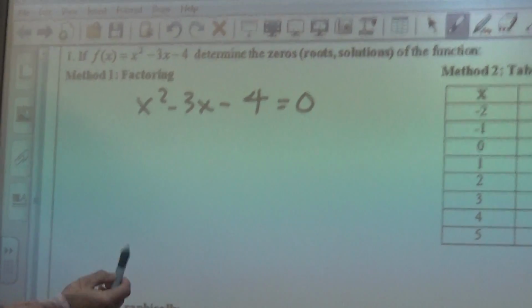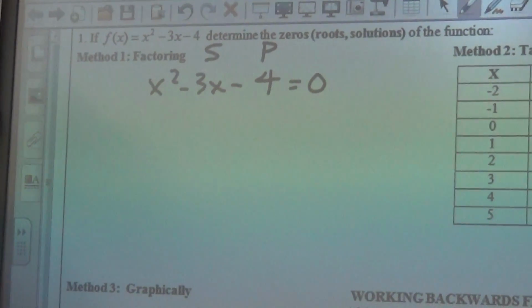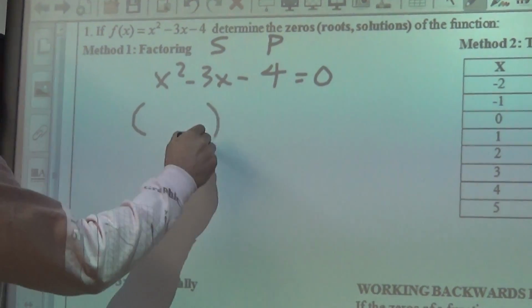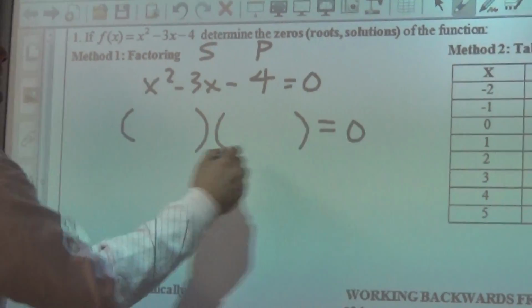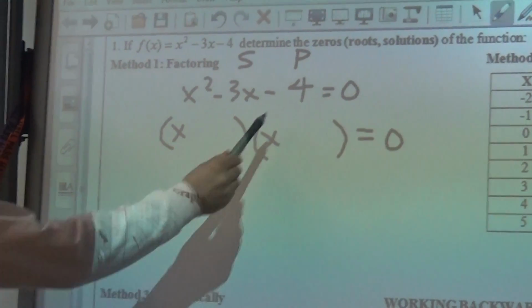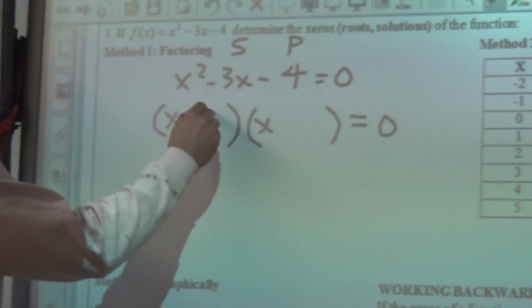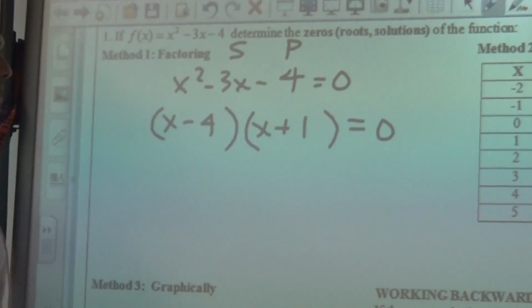Now I have 3 terms, so in this instance I would use the sum product method of factoring. And here, this will be x and x because of the x squared. We want to know what multiplies to -4 and adds to -3. So it's going to be -4 plus 1.